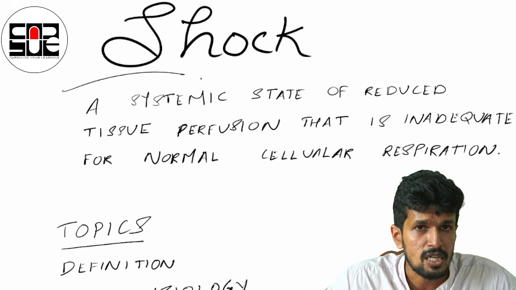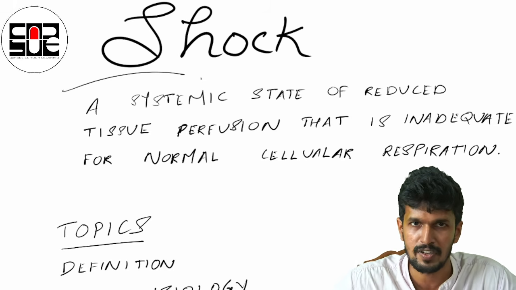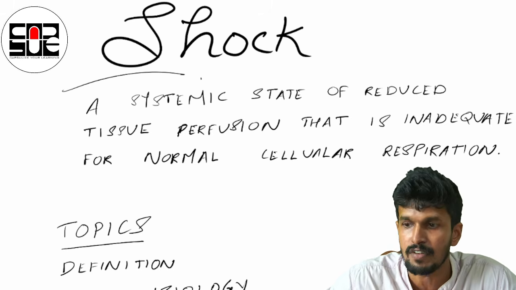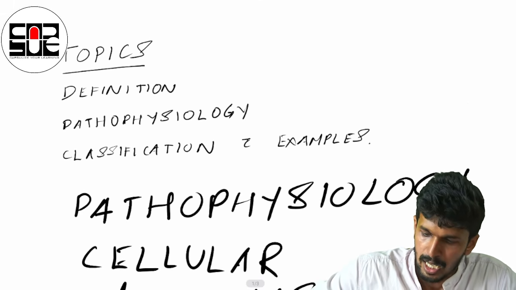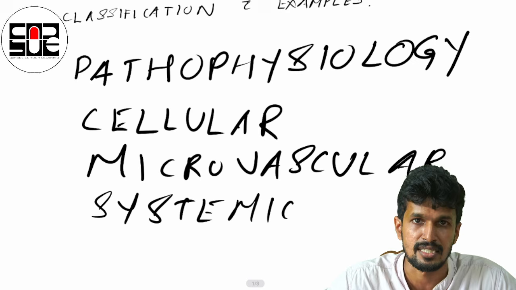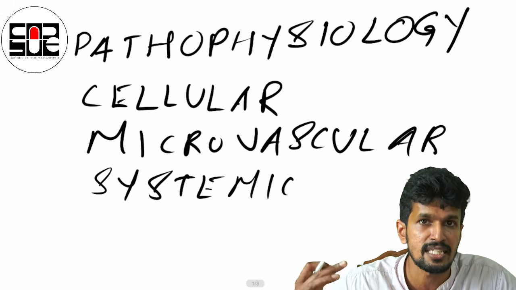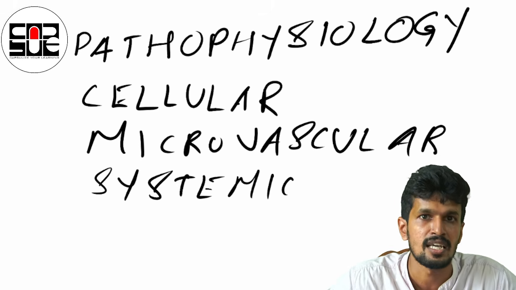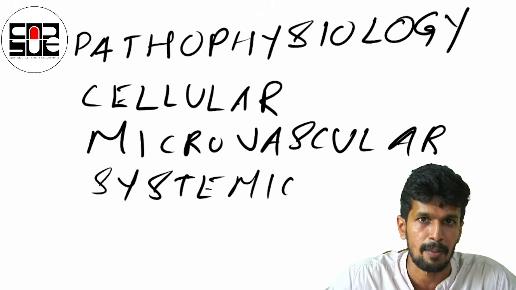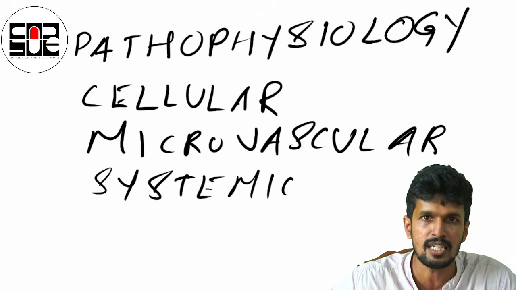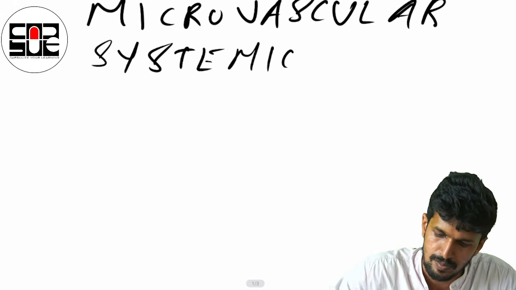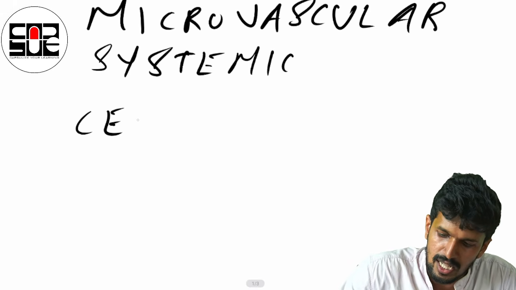Okay, what is the pathophysiology? If the system is getting hypoperfused, what is the issue which is happening? For that, we need to know the pathophysiology. Pathophysiology can be discussed under three headings: what is happening at the cellular level, the microvascular level, and the systemic level, which need to be dealt with to understand what is happening in the different types of shock. So, coming to the cellular level.